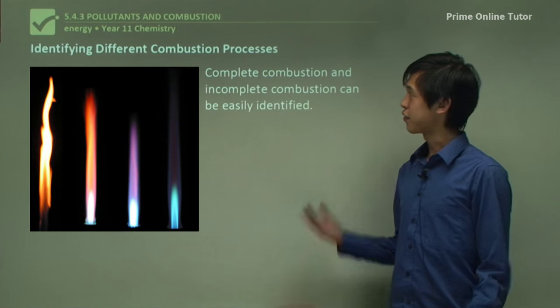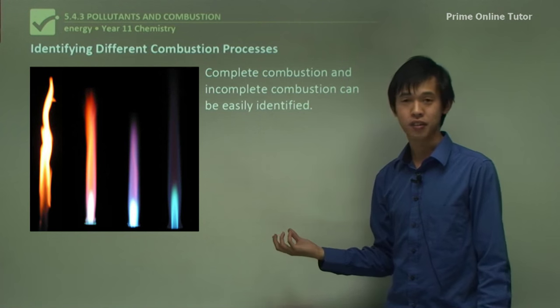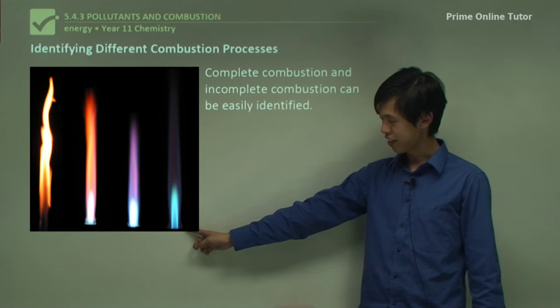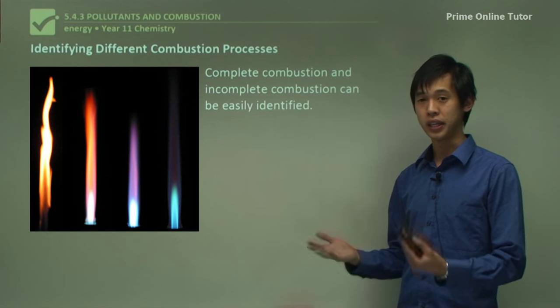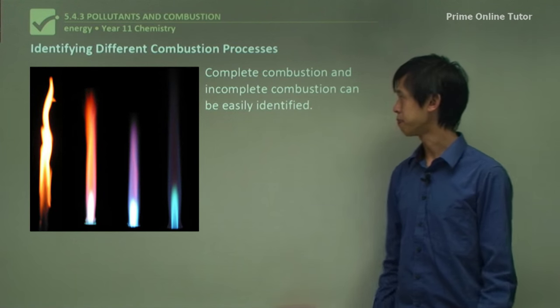So, identifying different combustion processes. As you can see here, all of these flames are different. There's a quite yellowy, wobbly one, and there's this very, very thin blue one. They all represent different levels of completeness in the combustion, this one being more complete than the one on the left.